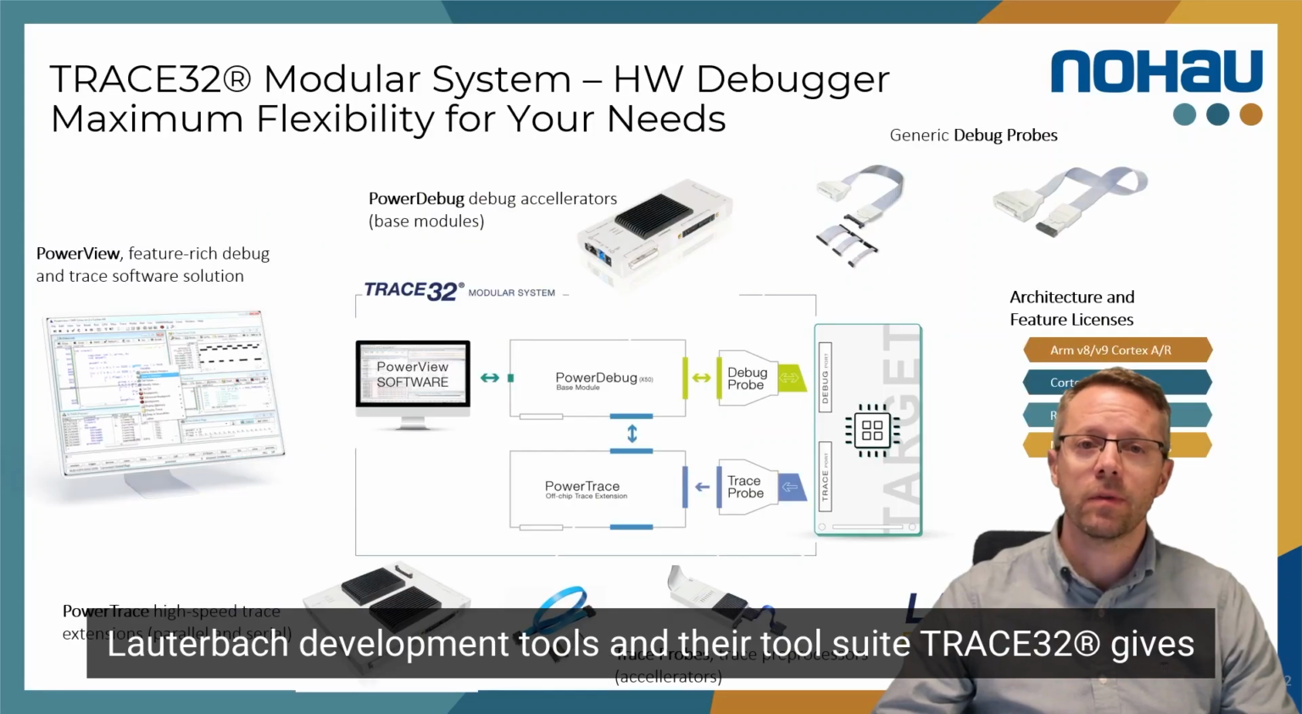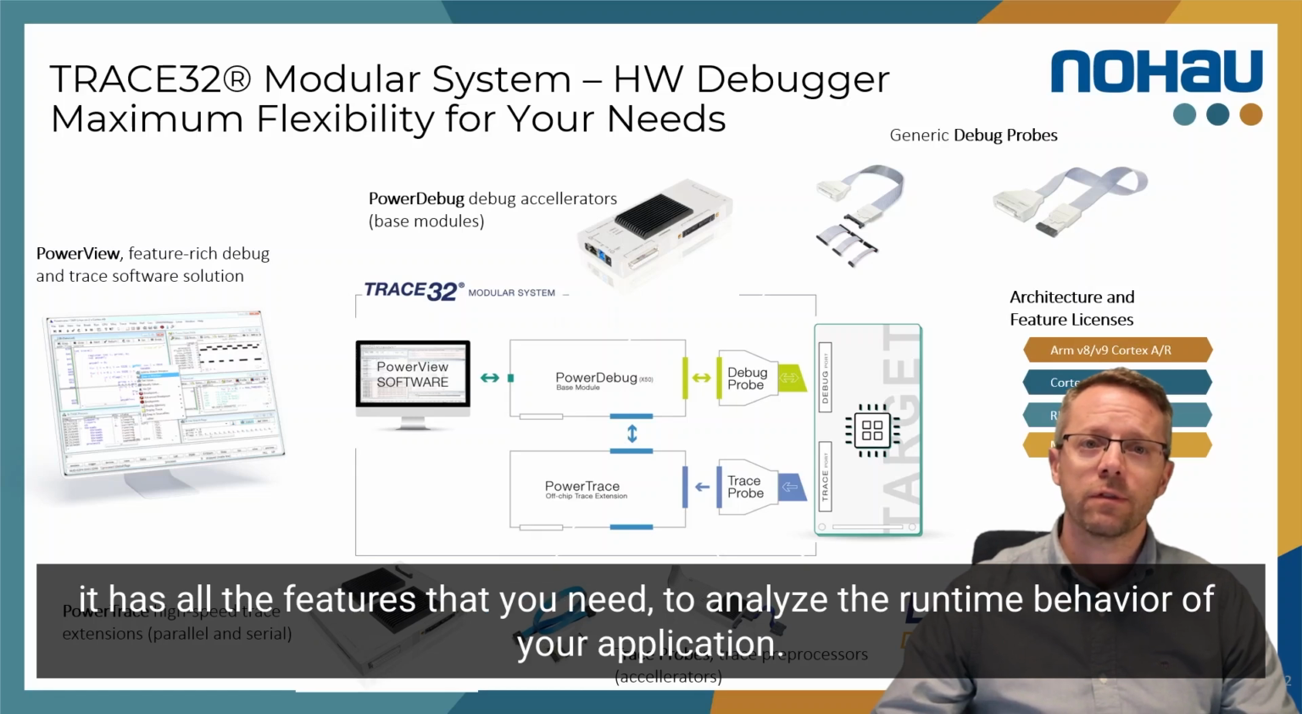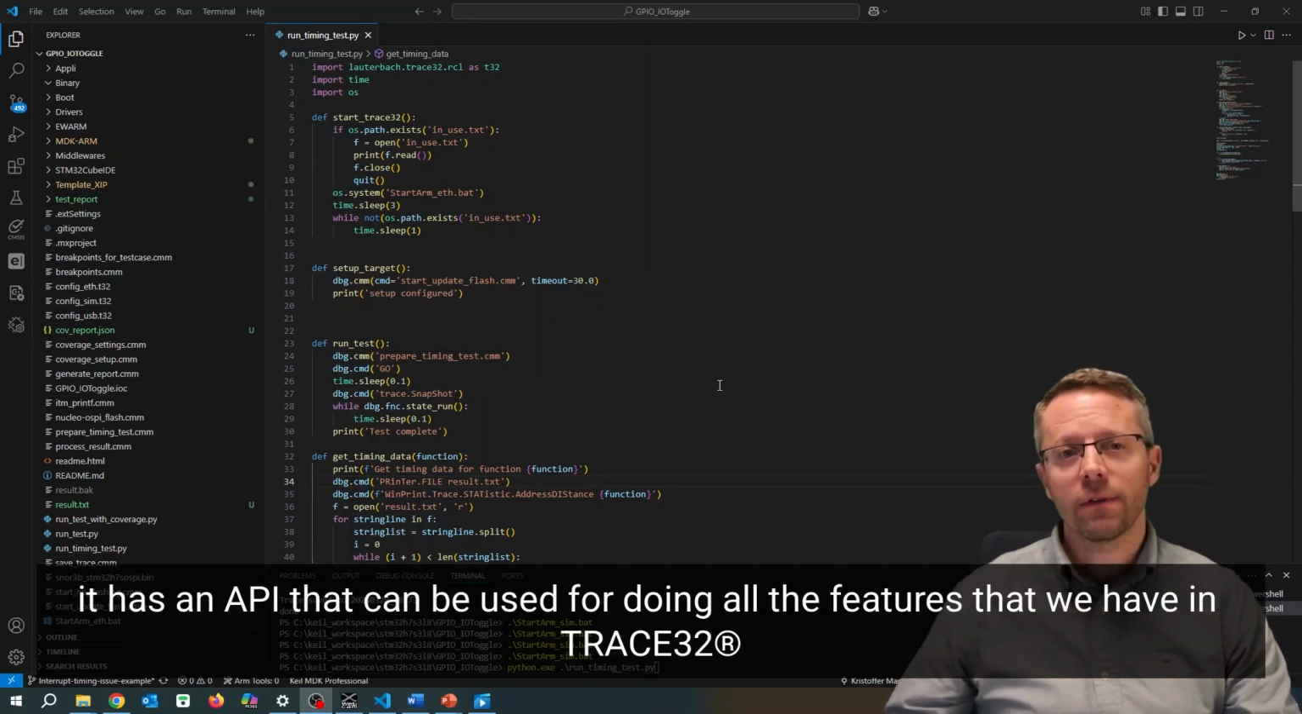Lauterbach development tools and their tool suite TRACE32 give you full flexibility when it comes to debugging and tracing your embedded system. It has all the features that you need to analyze the runtime behavior of your application. Lauterbach TRACE32 is very suitable to be used in a test environment. It has an API that can be used for doing all the features that you have in TRACE32.